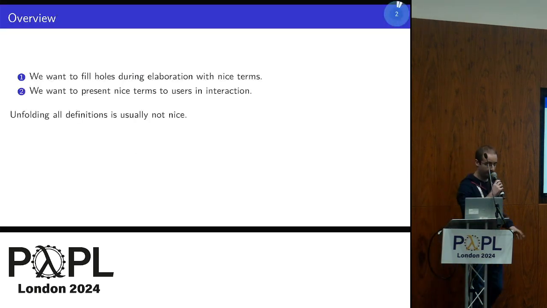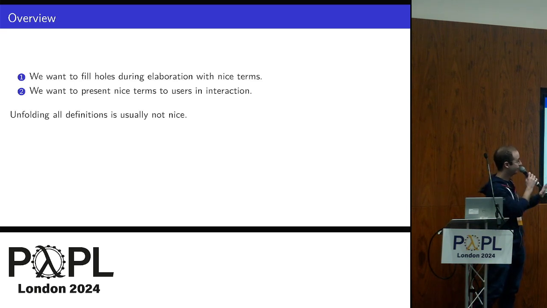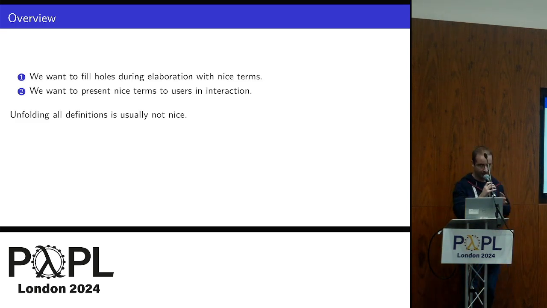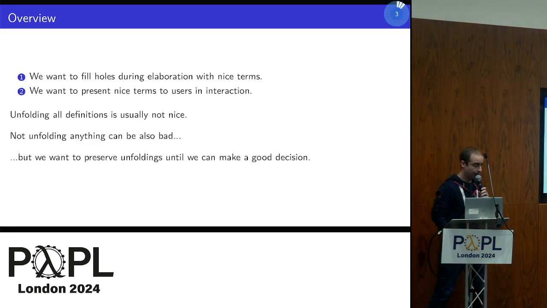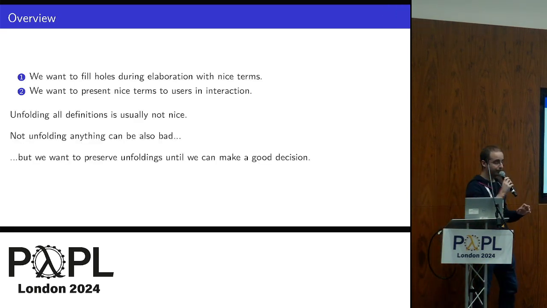Okay, so what do we want? We want to fill holes during elaboration with nice terms, and we want to present nice terms to users during interaction. And unfolding all definitions everywhere is usually not nice. So we want to avoid that. But not unfolding anything can also be really bad in certain situations. So what we want to do is to preserve all these unfoldings. Essentially, we want to preserve the ability to make unfolding choices until we can actually make a good decision. And we also want to do this in an efficient way. For example, we don't want to recompute expensive computations from scratch using a different unfolding mode.